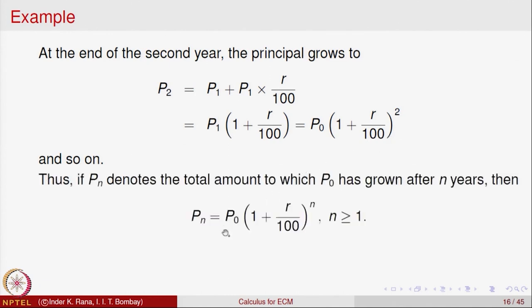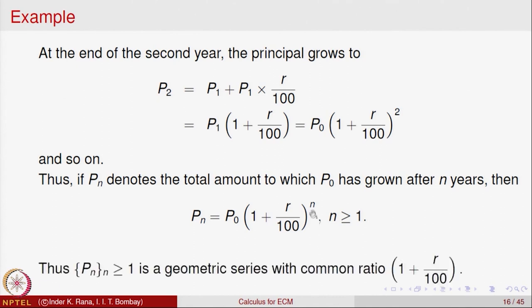So at Pn, after n years, at the rate of R% interest, the principal would have grown to this much. Again, this generates a sequence, an ordered collection of numbers, which in fact is a geometric sequence with common ratio 1 plus R over 100. So for simple interest, the amount Pn is an arithmetic progression. If it is compound interest, it is a geometric progression.